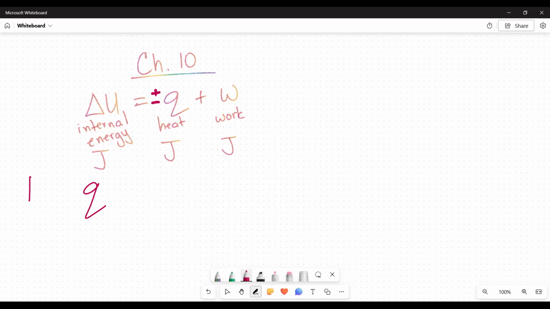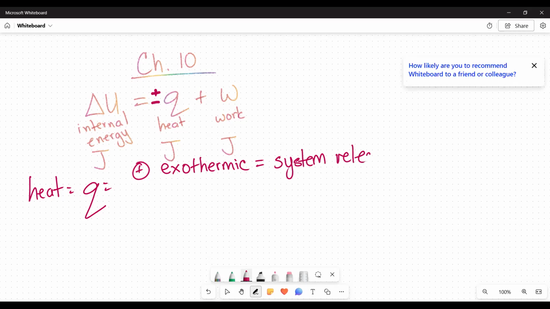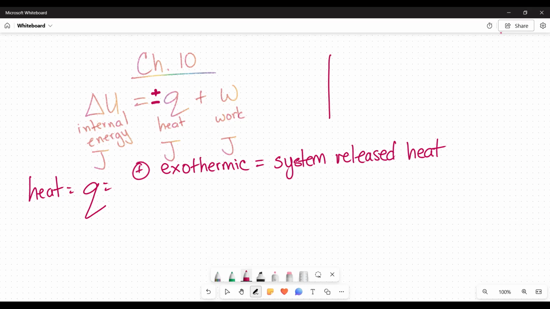Q, heat. This is old news. If it's positive, the reaction was exothermic. It released heat. We need to be able to define the system and the surroundings. So I'm going to draw a picture. The circle is the system. The box is the surroundings.